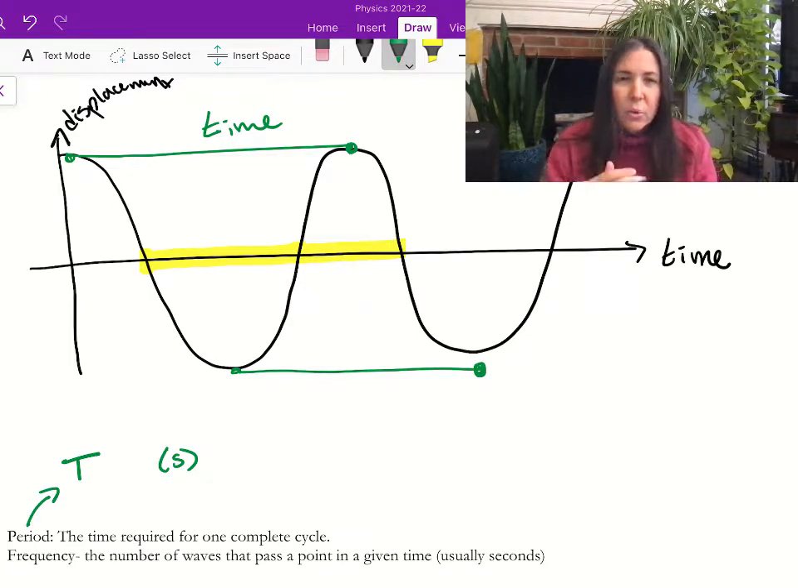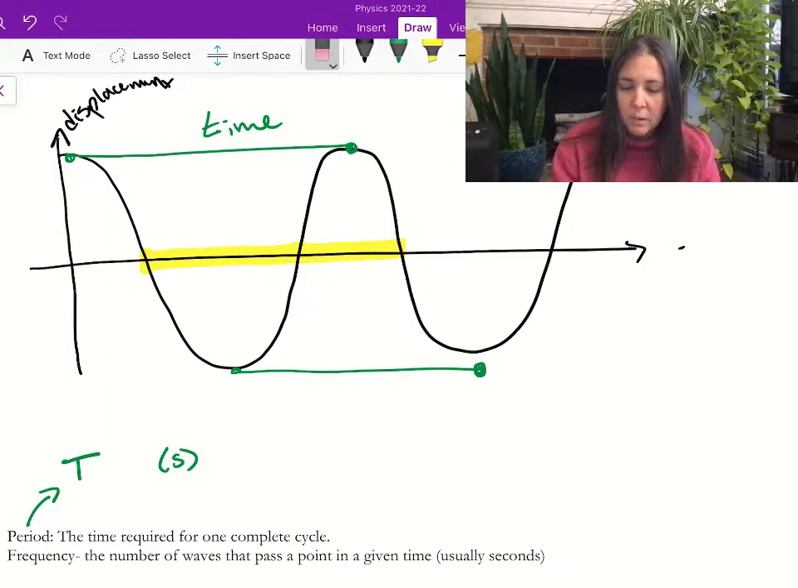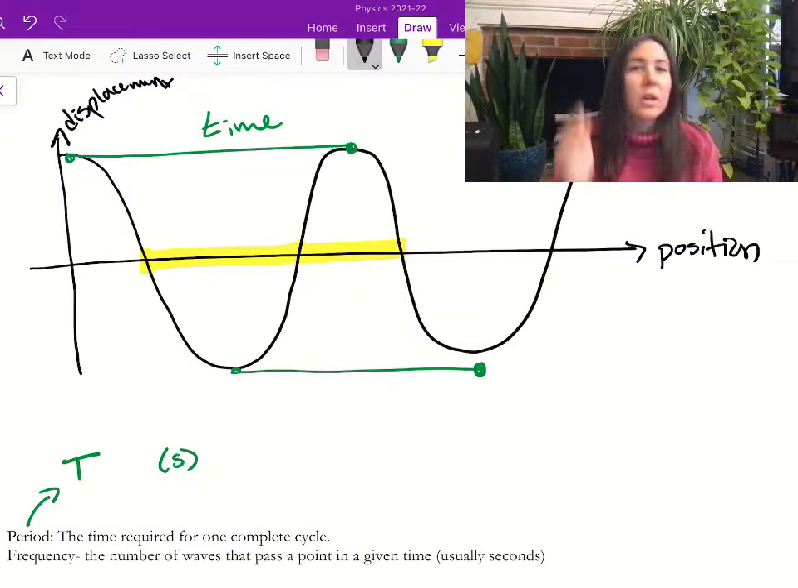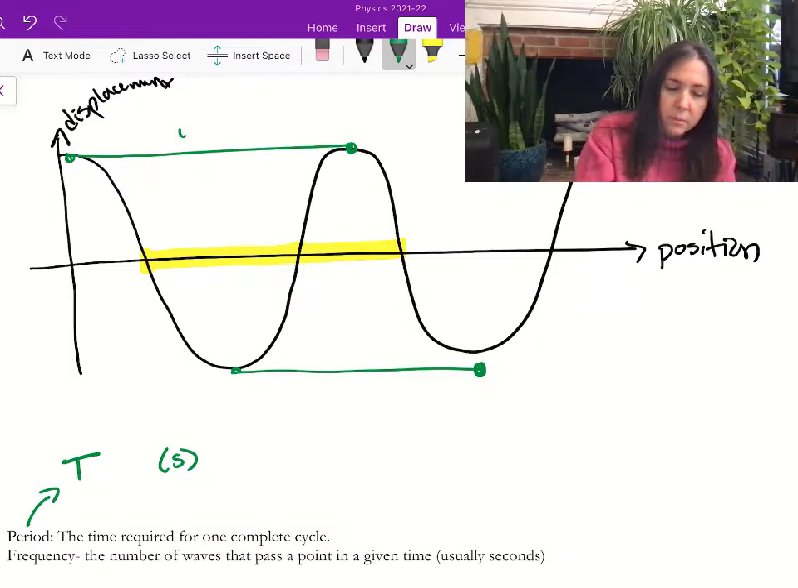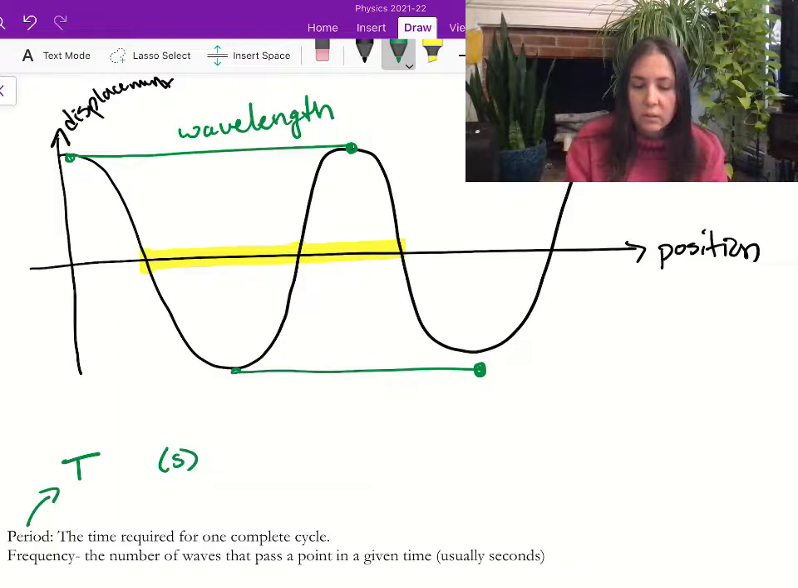Now, you might have seen this graph before. If instead of graphing time on this x-axis, I graph it as position, well, then peak to peak is no longer the period of this wave, but it is the wavelength. The length of the wave in meters or centimeters or nanometers, and we use the Greek letter lambda to represent wavelength, and the unit is some form of meters.